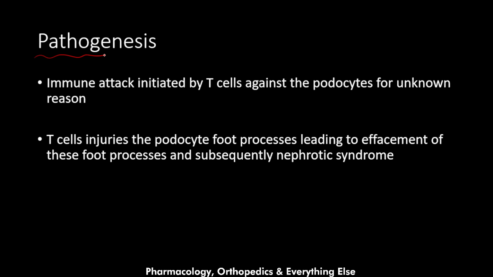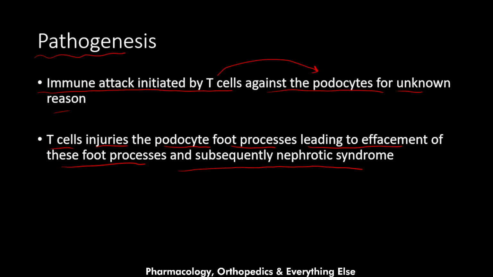Now let's talk about the pathogenesis of the minimal change disease. It starts with an immune attack initiated by the T cells against the podocytes for unknown reasons. The T cells injure the podocyte foot processes, leading to effacement of these foot processes. As we know, the foot processes form the filtration slits, and when they are injured, the filtration slits become larger, allowing protein molecules to cross and subsequently cause nephrotic syndrome.